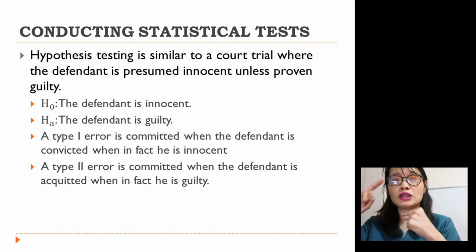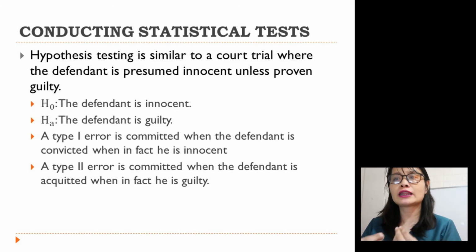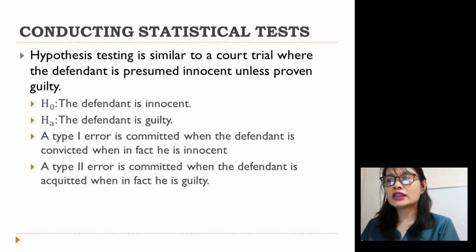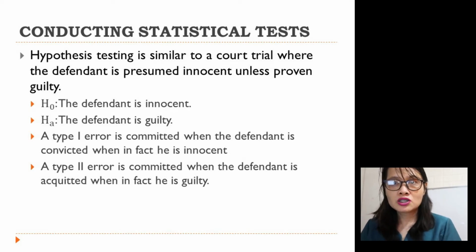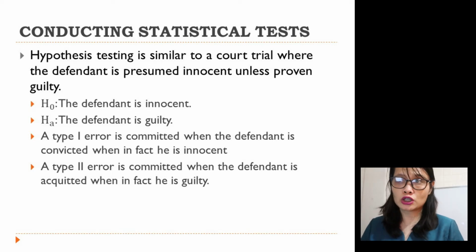So that's the difference between type 1 and type 2. Again, type 1 error is committed when the defendant is convicted, pero hindi naman pala siya, innocent siya. So that's type 1. Yung type 2, yung defendant is acquitted, pinawalan sala, pero in fact, siya naman pala yung may kasalanan. So that is type 2 error. So that's the difference between the two.